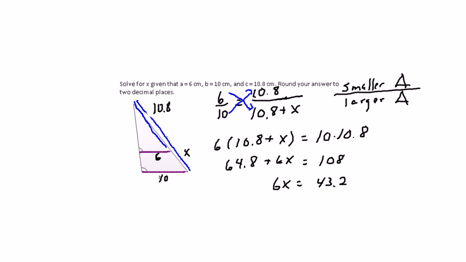And divide both sides of the equation by 6. So X equals 7.2. And the units here was centimeters. So X equals 7.2 centimeters. So the ratios of corresponding sides of similar triangles are equal. So we can just set up our proportion in this way.